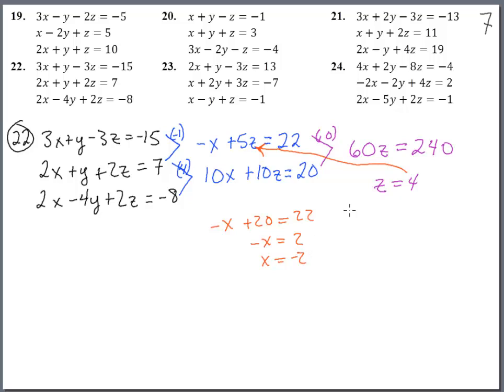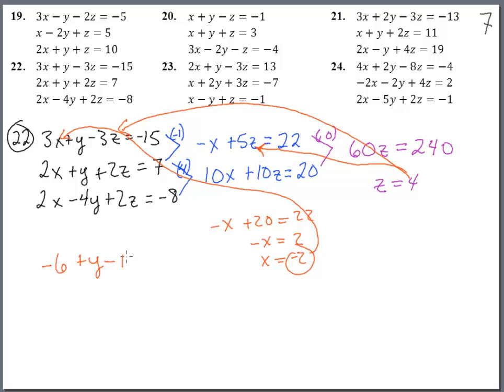Good. Now let's stick this back in to get y. So let's stick it all up in the top. The 4 is going to go right there. This -2 is going to come in right there. So we get 3 times -2 is -6 plus y minus 3 times 4, so that's -12, equals -15. That's y. -18 is -15. Add 18 to both sides, and y equals 3. So the solution then is x is -2, y is 3, and z is 4.